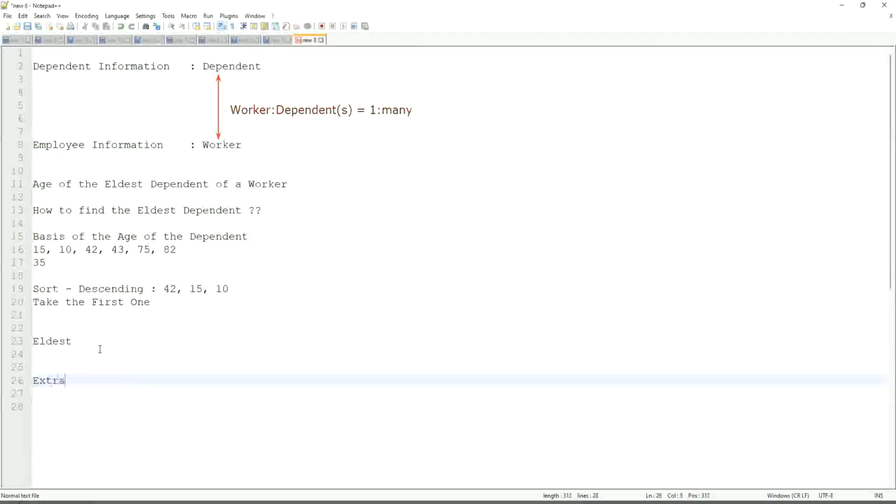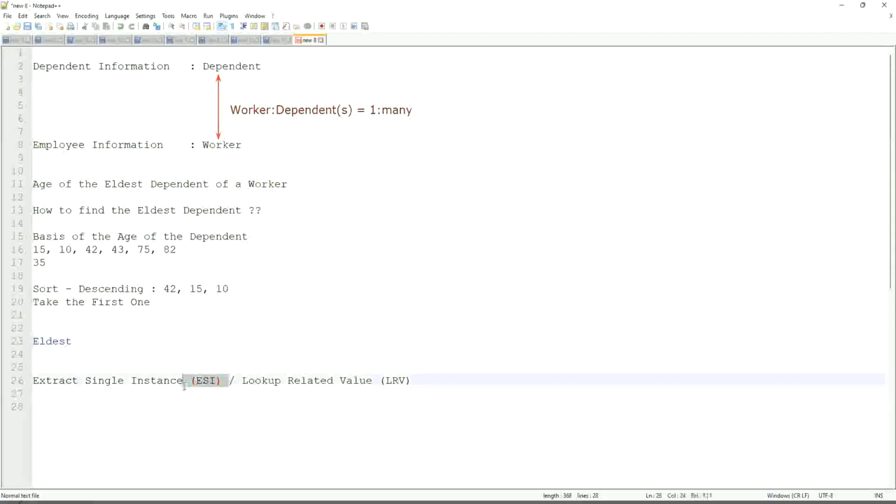extract single instance, and lookup related value. This is the most common calculated field function that people will ask you about in your interviews. Extract single instance is called ESI, and lookup related value is LRV. They work in combination.